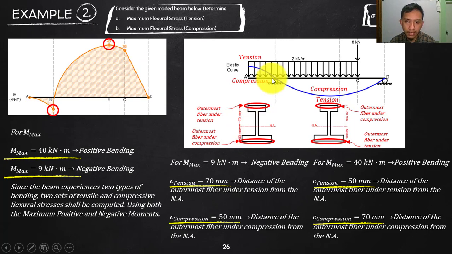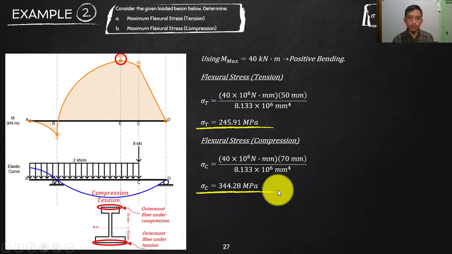So for the section in your negative 90, below is under compression. Since that will curve downward, this is under compression, so we will be using there a C of 50 and on top is a C of 70. And then on this one, the section of the maximum positive, which is 40, that will be reversed. Your C for the tension is 50, and your C for the compression on top is 70. So now all we need to do is input on the formulas.